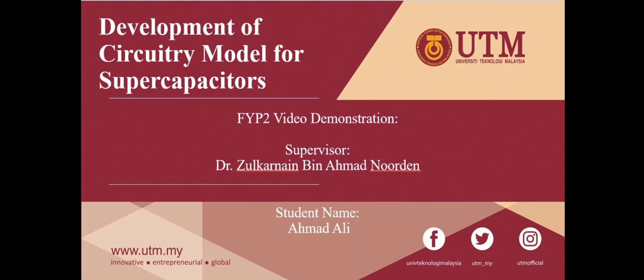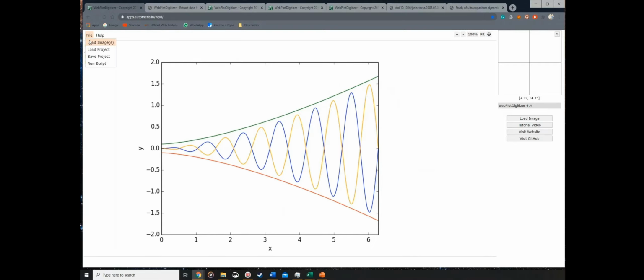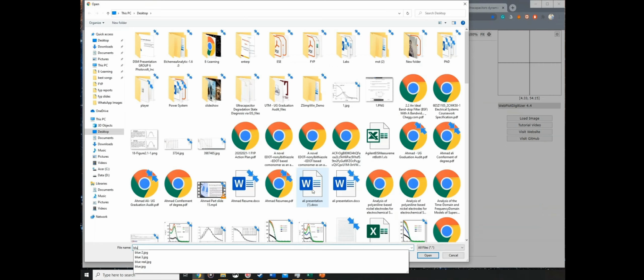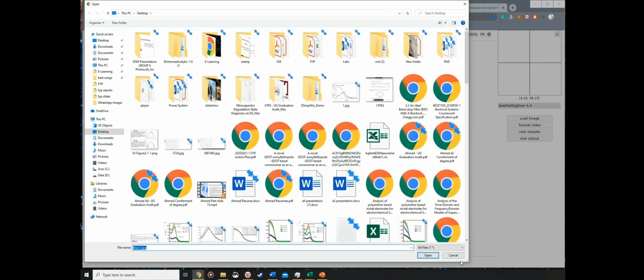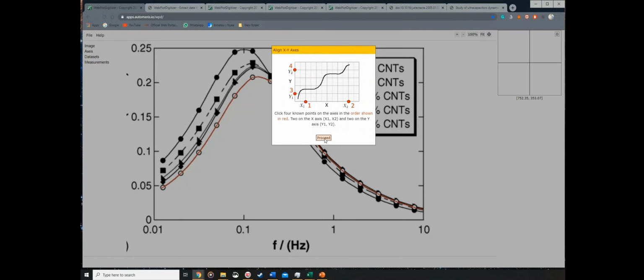My topic for my FYP is about the development of a circuitry model for supercapacitors. For my FYP I used WebPlotDigitizer, which is an online tool to extract the data from graphs and maps. Here I'm using a graph which I took from a journal, and for my FYP I took graphs from 7 different journals for 7 different materials.